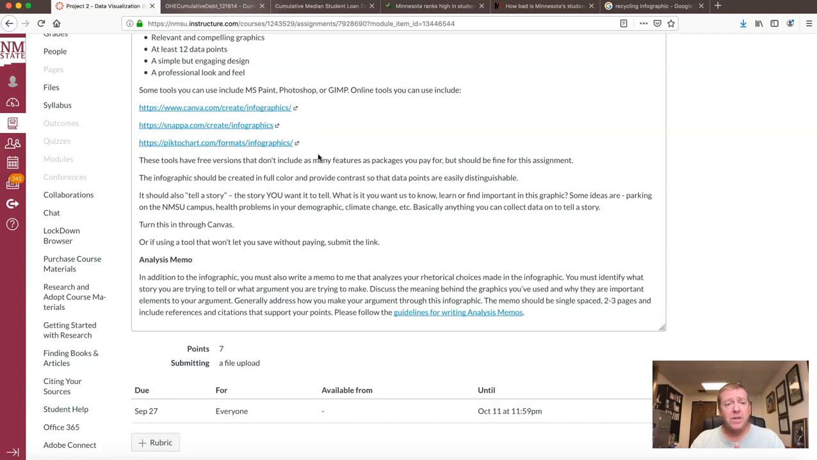So in addition to the infographic, you must write a memo to me that analyzes your rhetorical choices made in the infographic. So you must identify what story you are trying to tell or what argument you are trying to make. Discuss the meaning behind the graphics you've used and why they're important elements to your argument. Generally address how you make your argument through this infographic. The memo should be single-spaced, 2 to 3 pages, and include references and citations that support your points. So please follow the guidelines for writing analysis memos.